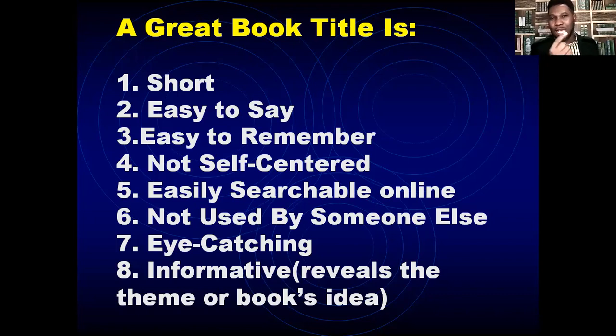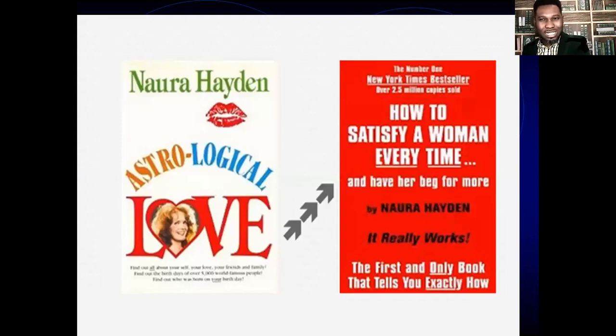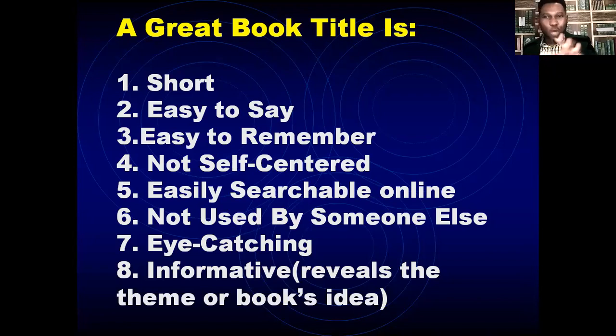But when I see How to Satisfy a Woman Every Time, I don't need anybody to explain the content of that book to me. I don't need anybody to convince me to buy the book, because the book is informative. I already know what the book is about. And that is the kind of book I've been looking for. So I want to buy it. So make sure that your book title is informative. Don't just write a title that is obscure and that people cannot tell what the book is about. If you must write an obscure title, then you must have a subtitle. And I'm going to teach you about subtitles soon.